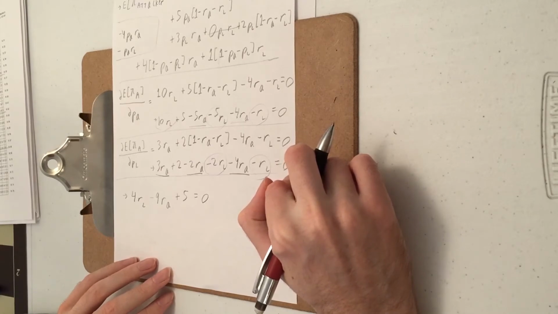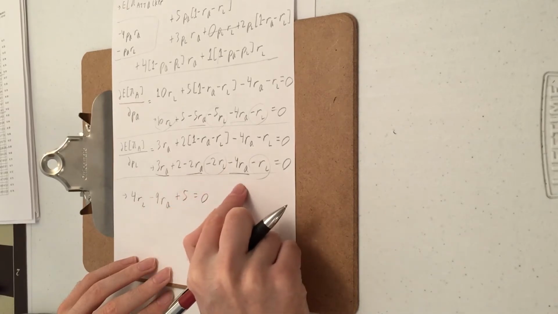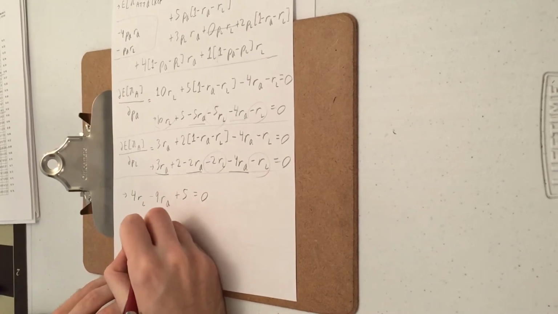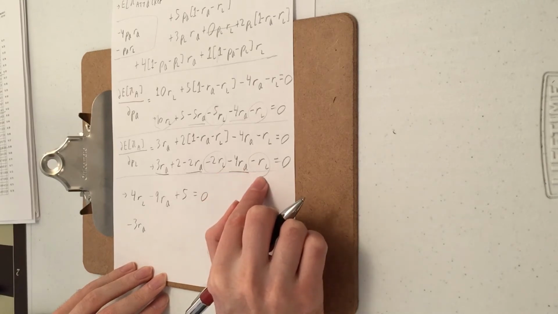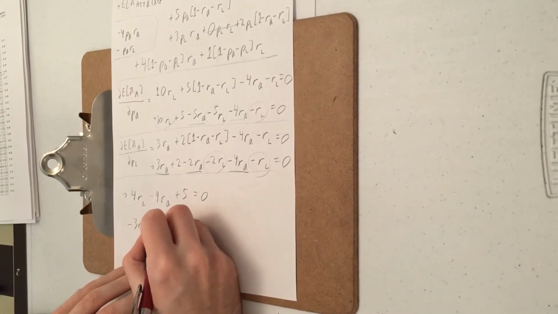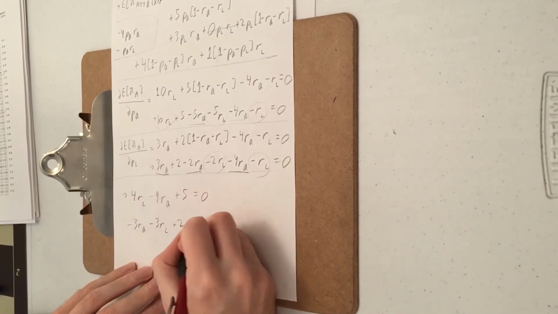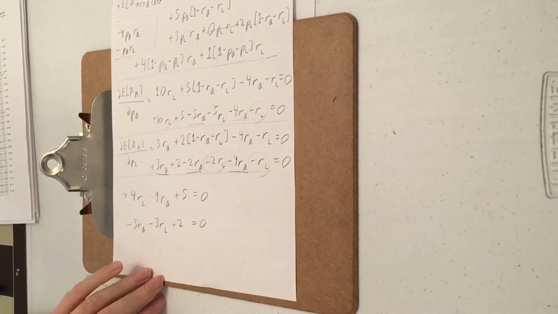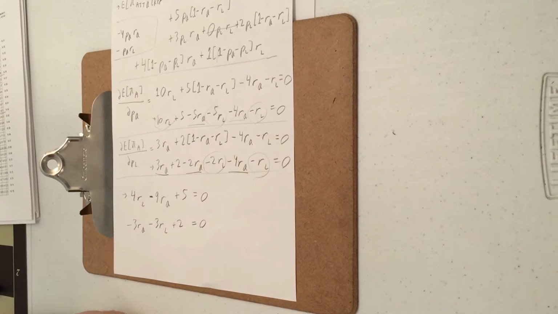Now let's go work with the bottom one. 3RA minus 2RA minus 4RA, that's going to be minus 3RA. Minus 2RL minus RL is minus 3RL. Then we have just a plus 2 over here. And all that equals 0. So that's made things a bit easier. Let's see, what do I want to do next?